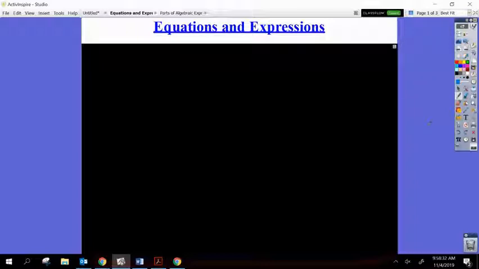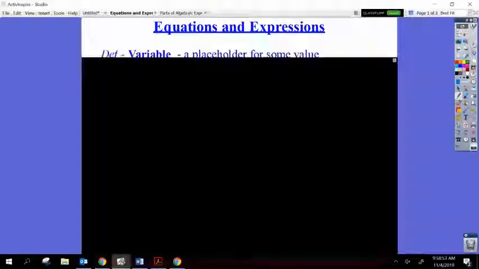Today we're talking about equations and expressions, both of which are very much related. There is one key difference between the two, and we're going to talk about what those differences are. But first, we're going to talk about some basics that you will encounter, some vocabulary, so that way we're all on the same page with our terminology.